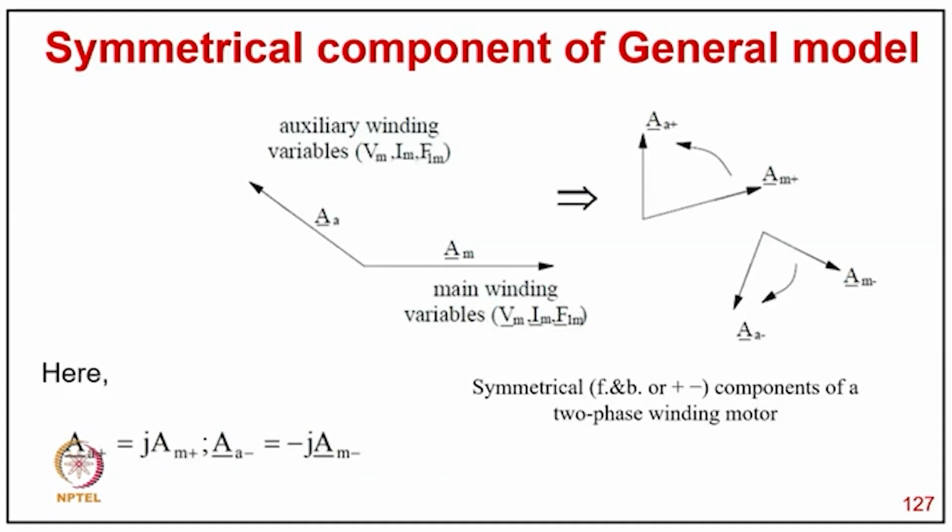As you can see here, the auxiliary winding and main winding are not necessarily exactly 90 degrees apart, and we have a different symmetrical component of two phase, where we can say A plus equals minus J AM plus, and A minus is plus J AM minus. I mean dividing this unbalanced two phase system into symmetrical components of two phase, like the positive sequence and negative sequence, which have different directions of rotation. You can clearly see in the first case of forward, AA is leading AM, and in the second case, AA is lagging AM.